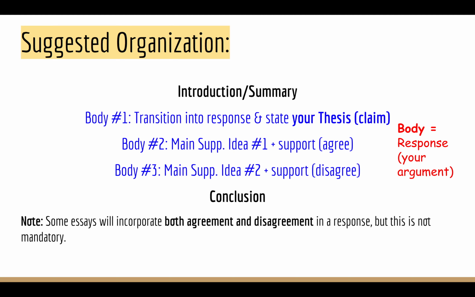present our argument. Body numbers 2 and 3 each introduce a new main supporting idea. Now, each of these supporting ideas has to support the thesis, right? Then we're going to add support, so examples, explanations, and details. For example, I said in body number 2, I would tell one thing that I agree with the author about. And in body number 3, I said one thing that I would disagree with the author about.